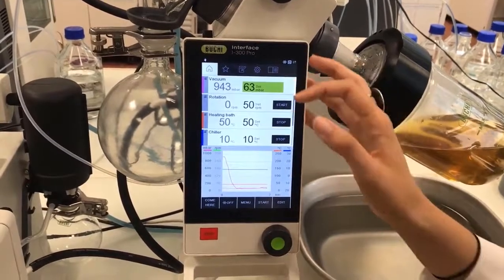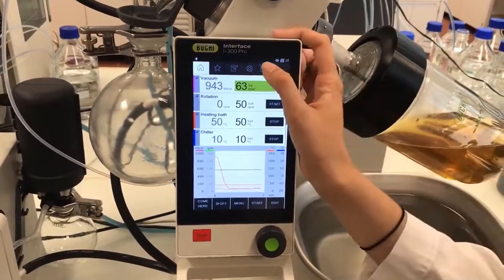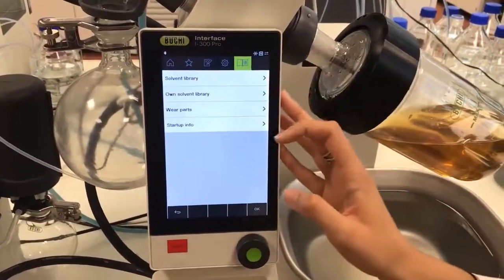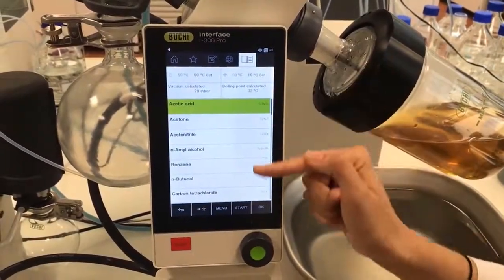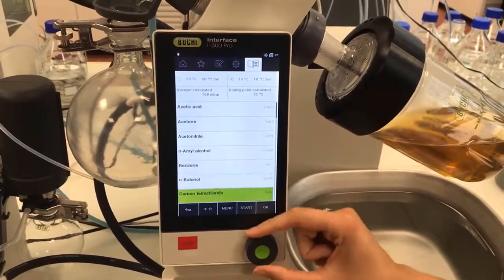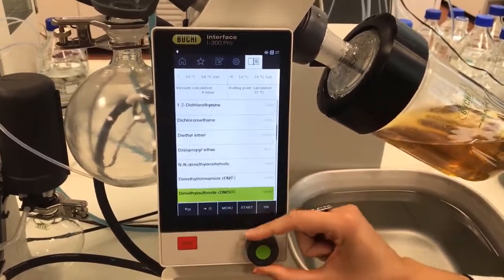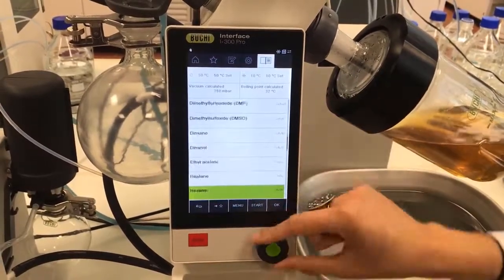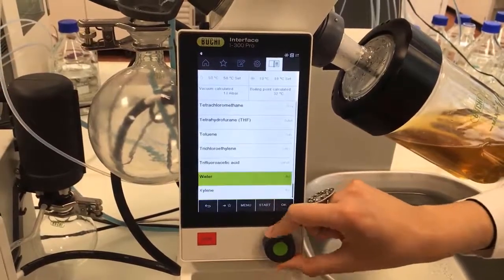Other than that, the vacuum will be set automatically. So how do you do that? You go into the little book, kind of, here, and you have what we call the Solvent Library. In this Solvent Library, as you can see, you will have plenty of different solvents. Most of them are chemistry solvents, but the interesting ones for you will be ethanol, obviously, or water down there. So I have water here.